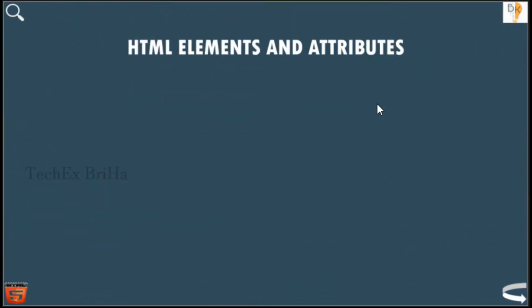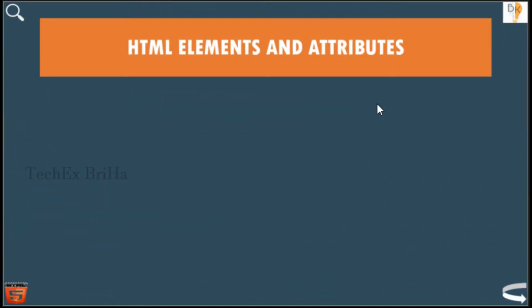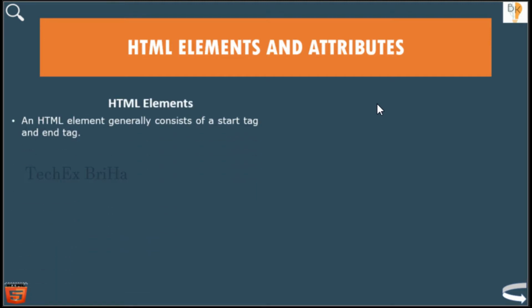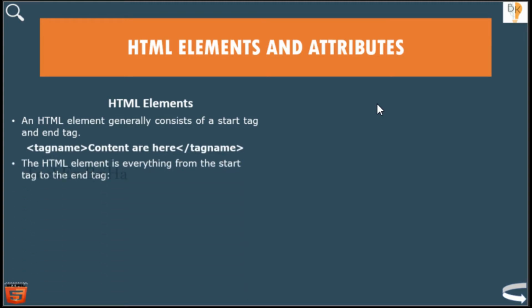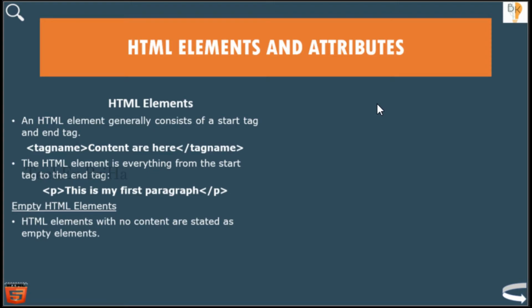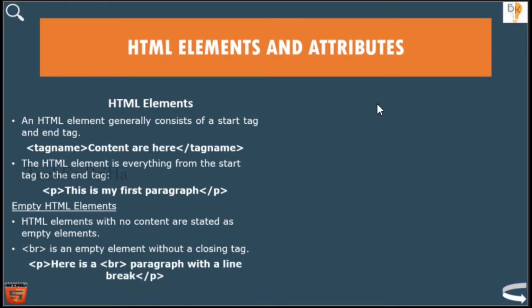Coming to elements and attributes. An HTML element generally consists of a start tag as well as an end tag with the content inserted between them. The HTML element is everything from the start tag to the end tag. We have different types of elements, like empty HTML elements which don't hold any content. For example, the BR tag is an empty element without any closing tag. Empty elements can also be closed in the opening tag itself. So here is an example. Here is a paragraph with a line break. So you can break with a BR tag here.